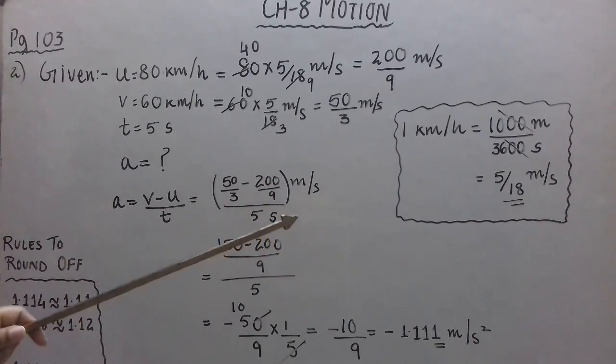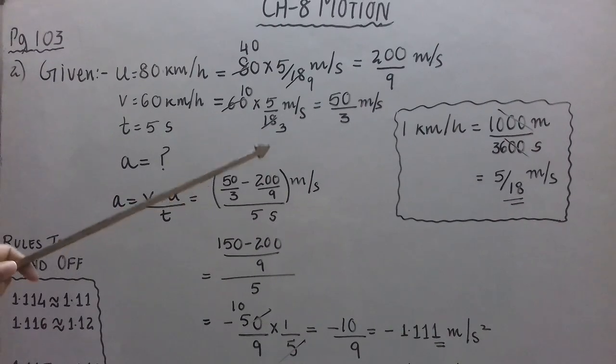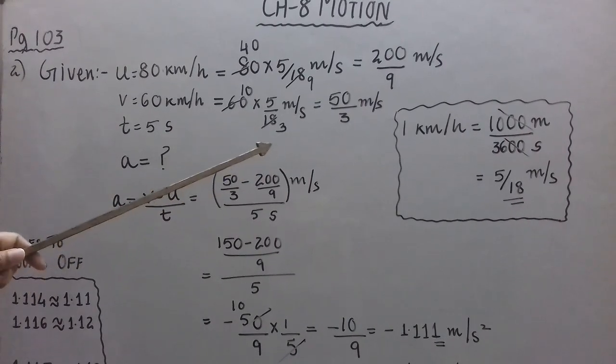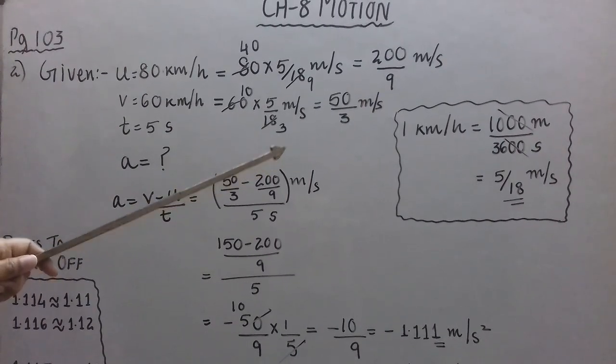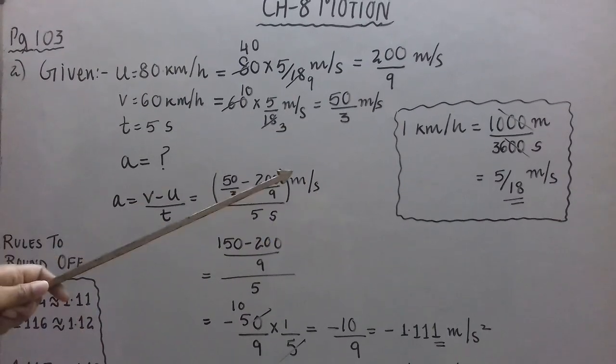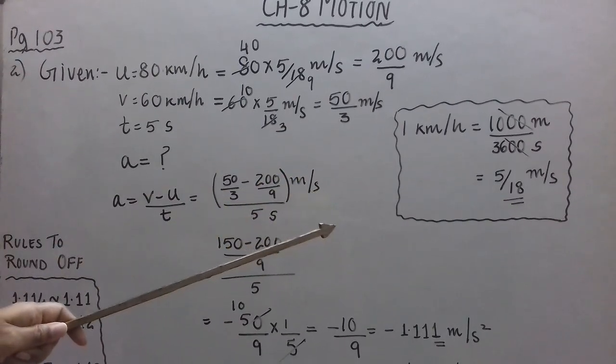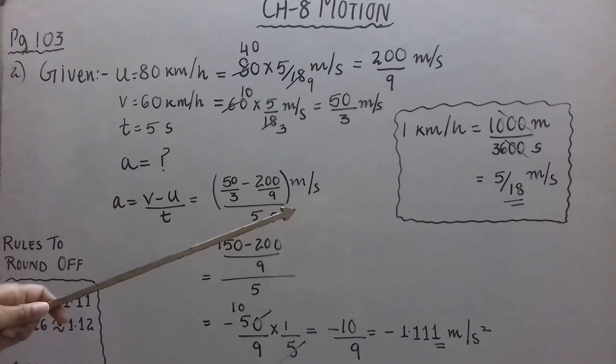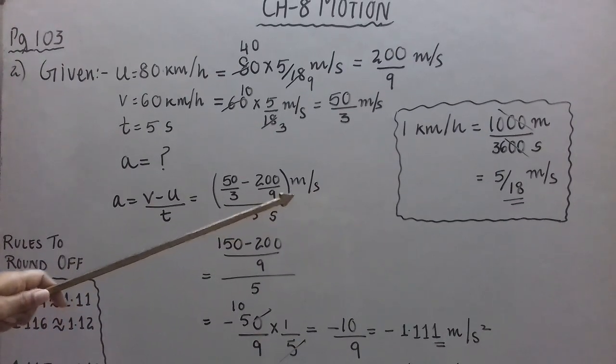It means whenever I want to convert the speed or velocity given in kilometer per hour into meter per second, I have to multiply it by 5 by 18. This is one thing. I hope you know this already.